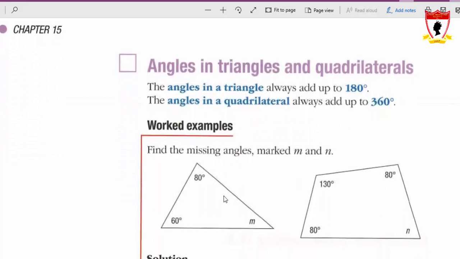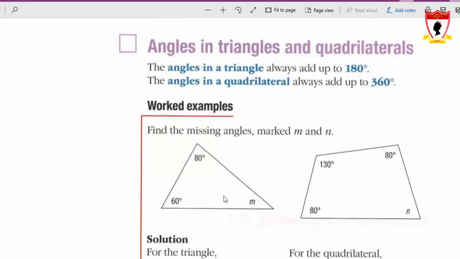Angles in triangles and quadrilaterals. Basically, angles in triangles must add up to 180, all the three angles together, and in quadrilaterals, angles must add up to 360.